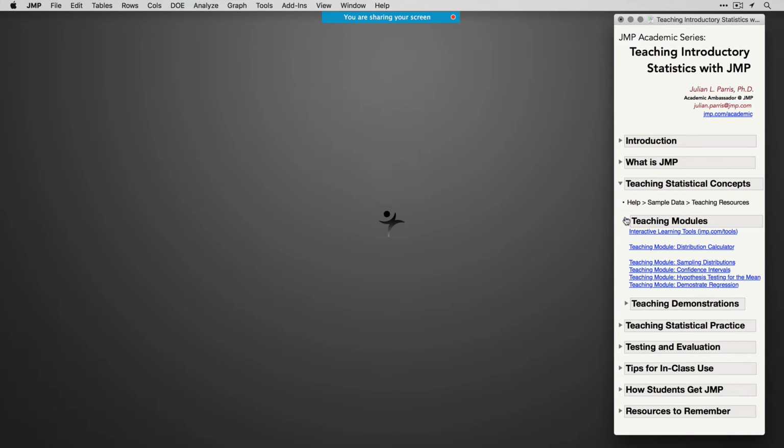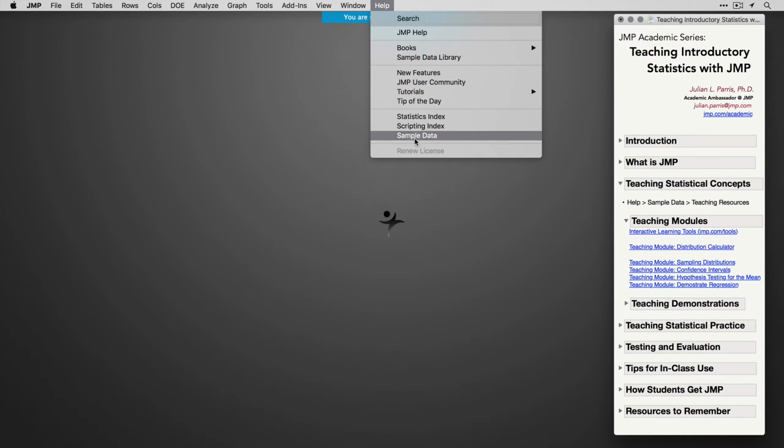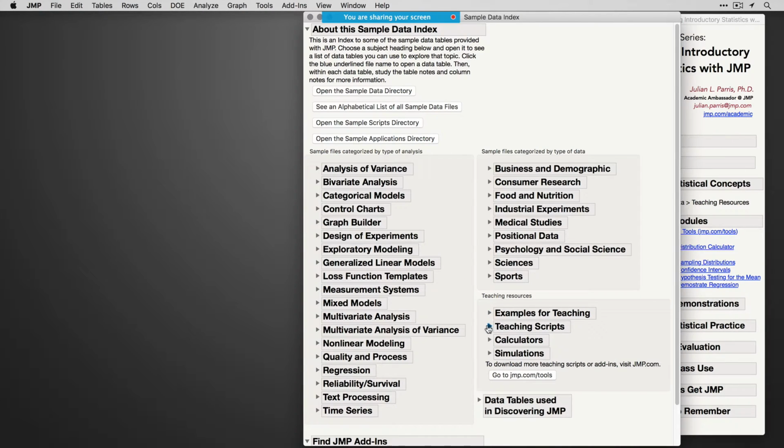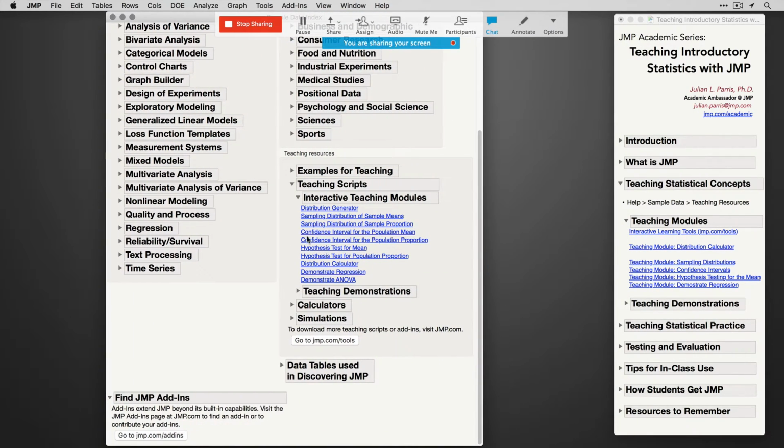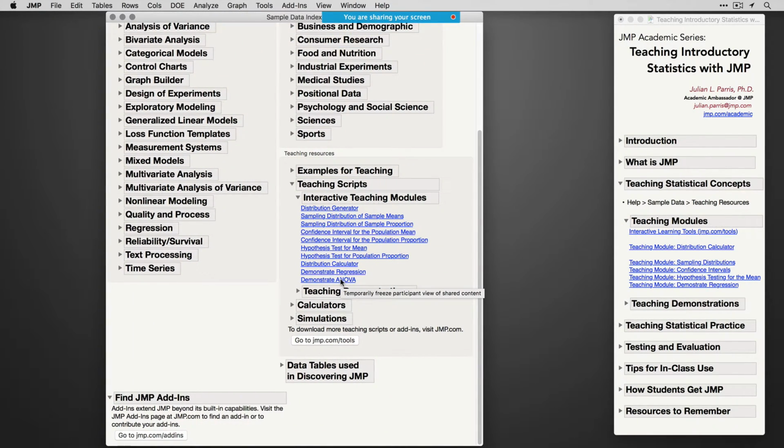All right, so those are the teaching modules that are available under the Teaching Resources section. And there certainly were more. So under Sample Data again, look under the Teaching Scripts, Interactive Teaching Modules. And there were a few I didn't talk about yet. There's a Demonstrate ANOVA, so demonstrating analysis of variance. The Distribution Calculator I talked about only briefly. But the hypothesis testing for proportion, confidence interval for proportion, and sampling distribution proportion, we didn't talk about, since they're essentially the same as the means, but for the proportions.